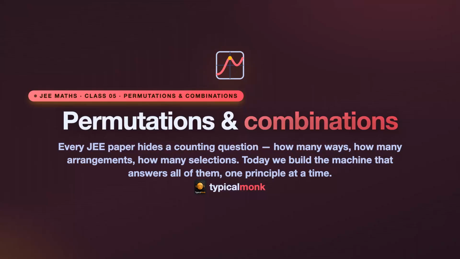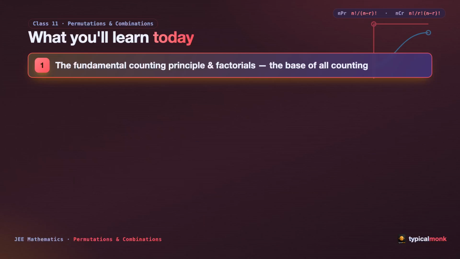When Sarah first met this chapter, she kept mixing the two and lost marks she already knew how to earn. We are not going to let that happen to you. Today, one idea at a time, we build the counting machine: the fundamental principle, the factorial, the arrangement, and the selection. Take a slow breath. Let us begin. So what will you carry home from today's class?